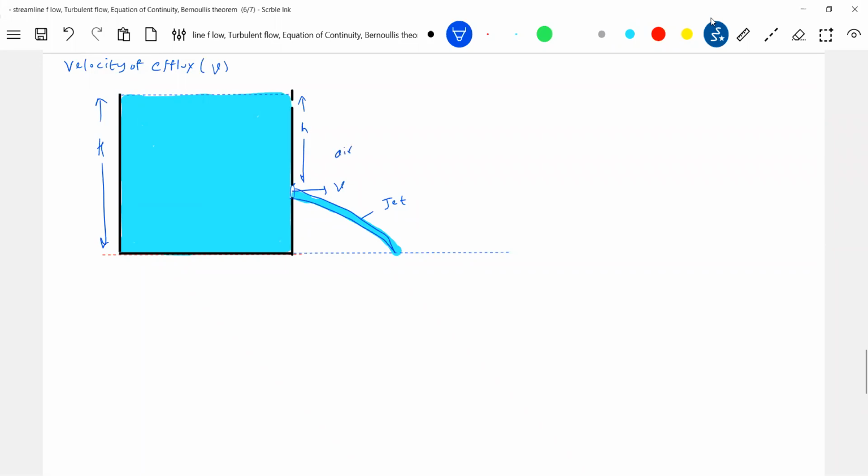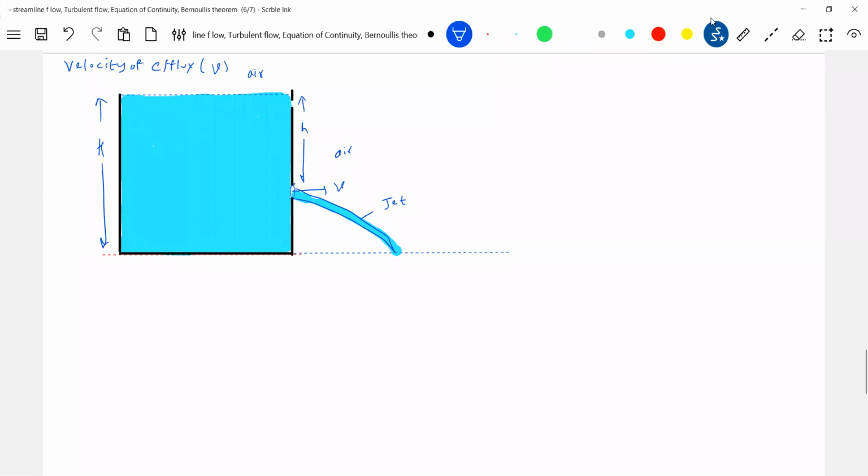So here air is present. Okay, how to calculate velocity of efflux? What do you mean by velocity of efflux? The moment you open the hole, the first layer of liquid will emerge with a certain speed. The velocity of the first layer of liquid that is emerging from the hole is called the velocity of efflux. Don't bother about anything else.